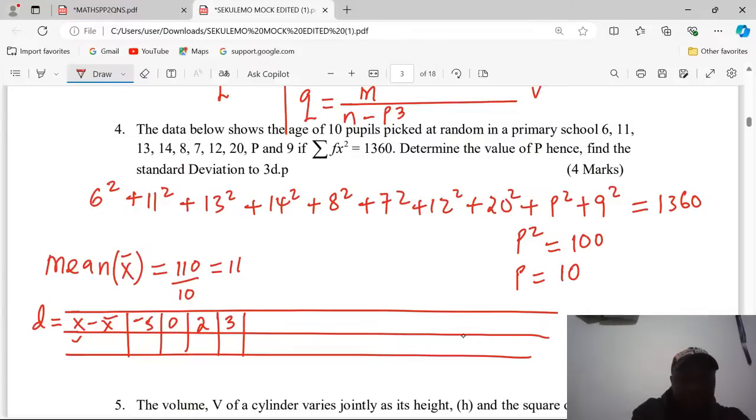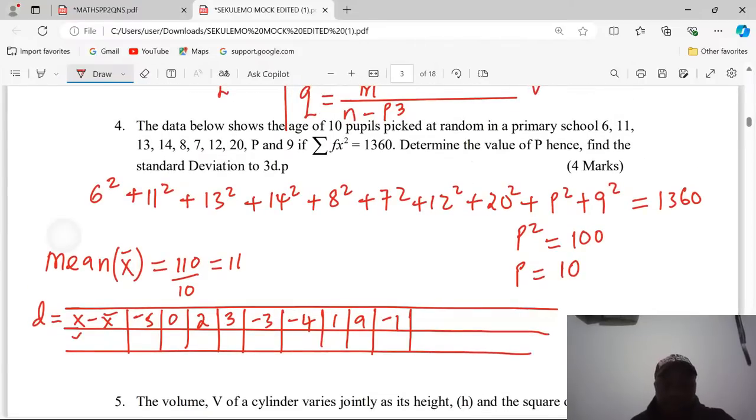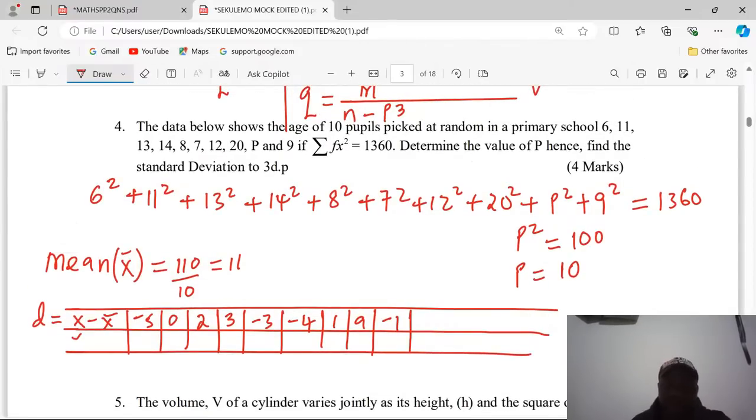8 minus 11, negative 3. We go to 7 minus 11, negative 4. Then 12 minus 11, positive 1. After 12, 20 minus 11, we get 9. Then 10 minus 11, negative 1. And finally, there is 9 minus 11, negative 2.